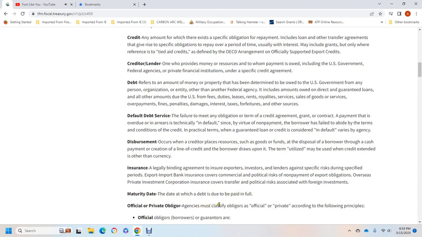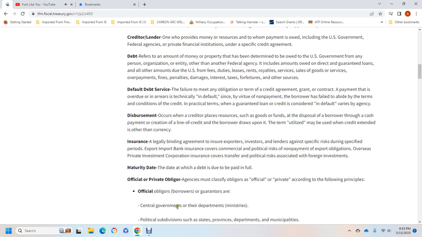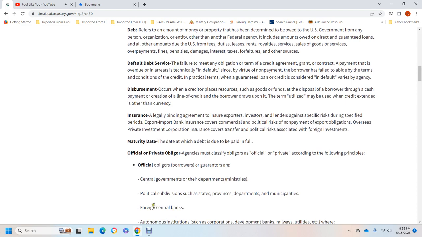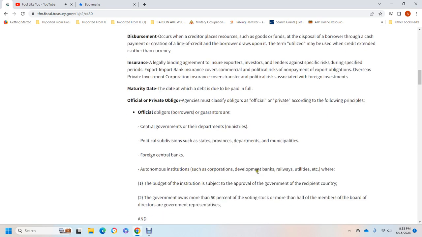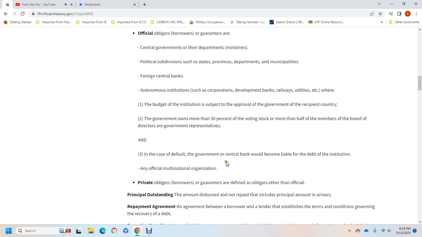The agency must classify the obligor as official or private according to the following principles. Official obligors for the guarantees are the central government and their departments or ministries; political subdivisions such as state, province, departments, or municipality; foreign central bank; autonomous institutions or corporations, the development bank, the railways, utilities, or any budget institution subject to the approval of the government of the recipient country, where the government owns more than 50% of the voting stock, or more than half of the members of the board of directors are governmental representatives; and in case of default, the government or central bank would become liable for the debt of the institution; and any official multinational organization.